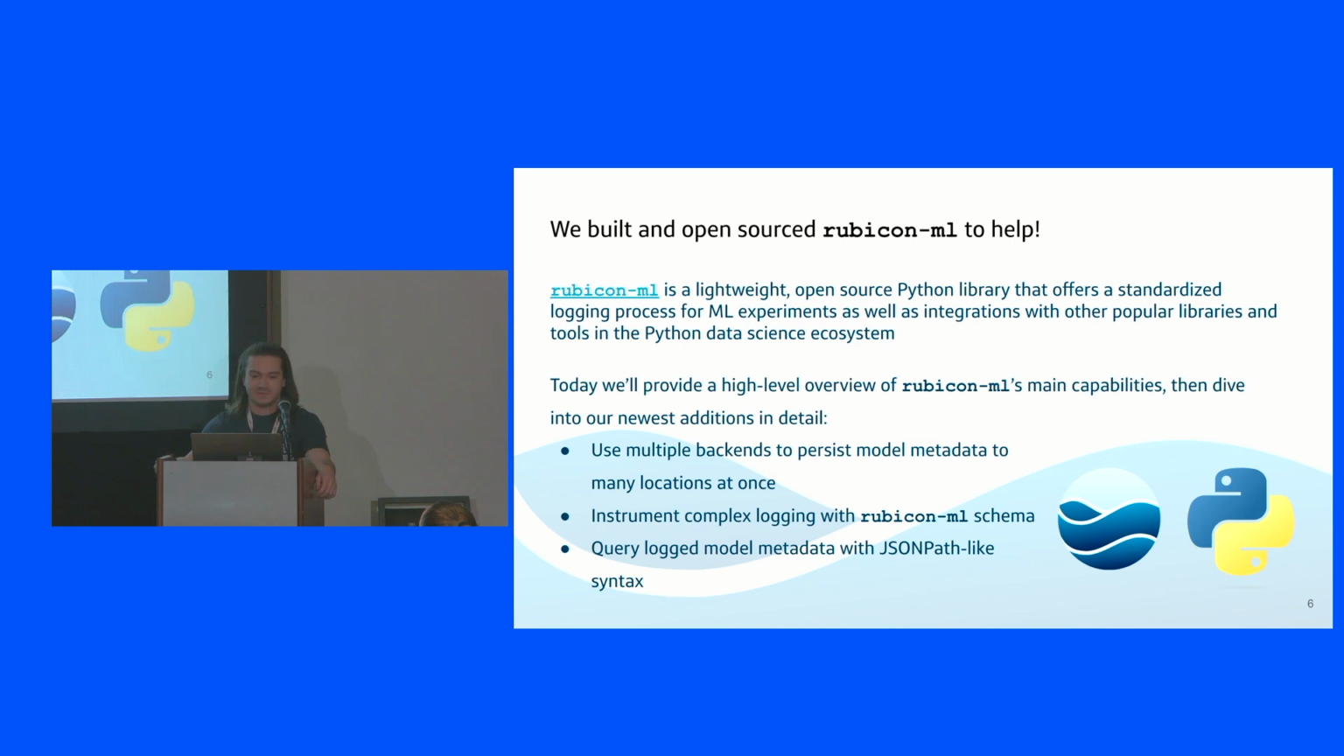So throughout this talk today, I'm going to provide a high-level overview of Rubicon's core functionality, logging and visualization, pretty simple stuff. And then we're going to get into some of the new features that we've recently added, which contain things like logging to multiple backends at once, using schema to instrument logging of popular Python libraries, and two new ways to query our logged model metadata if we'd rather not use the Python library directly.